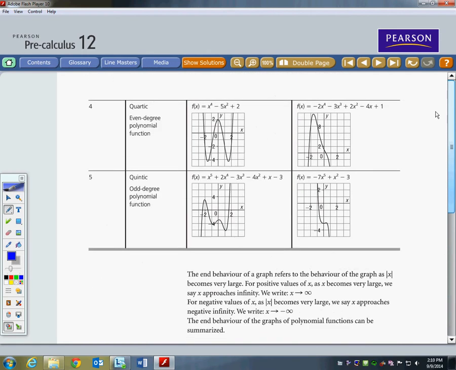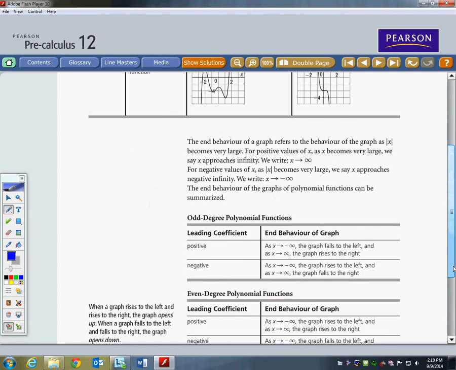So this is an odd degree polynomial. So for example, here's the odd degree polynomial. As x approaches positive infinity, as x gets larger to the right, y increases. So that's what they're describing, that behavior over there.